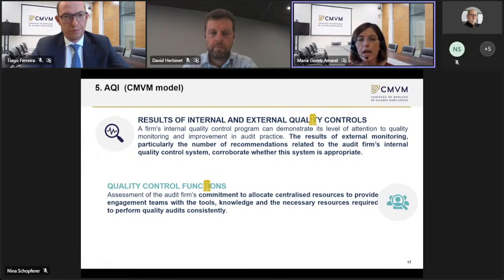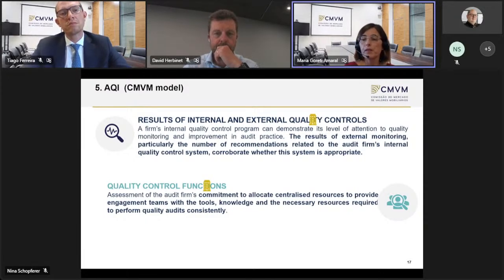And also the evolution in the number and the nature of the findings, both internal and external quality controls, may be an indicator of audit quality, because comparative information may permit to assess the direction of the firm's attention into improving audit quality. And the last indicator that is included in our model is quality control functions.